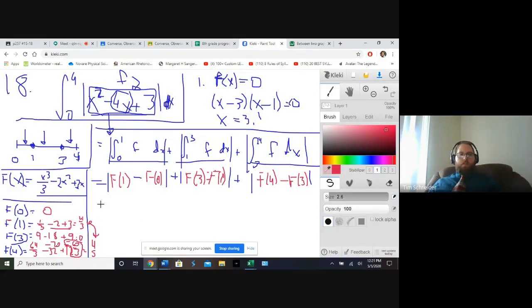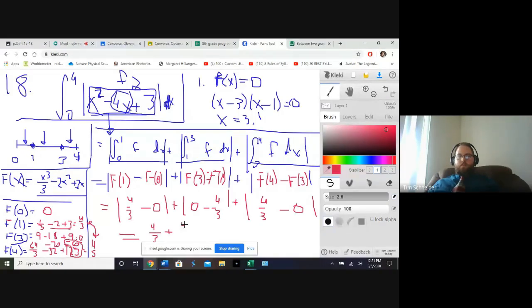So let's put in the zeros first. Okay, so F of 0 is 0. And F of 3 is 0, and F of 3 is 0 over here. Okay, and then the other ones are 4/3. 4/3. 4/3. Okay, so then you have positive 4/3 plus 4/3 plus 4/3. In other words, you just have the number 4. Yikes.